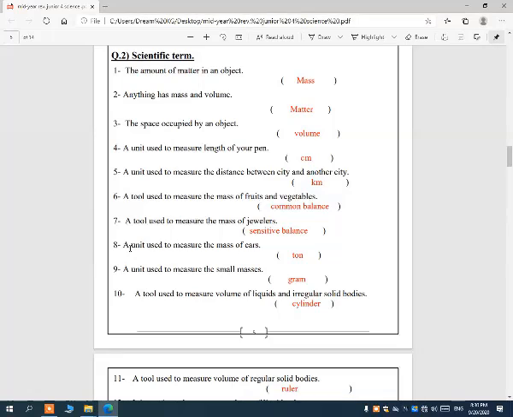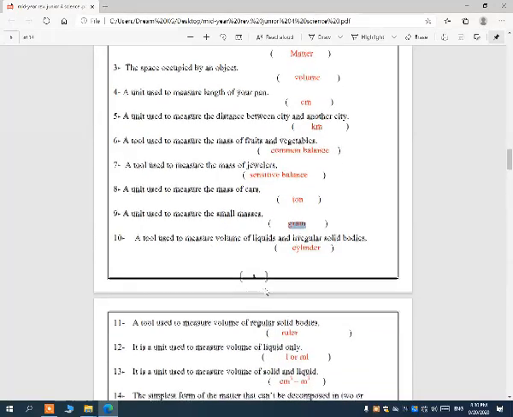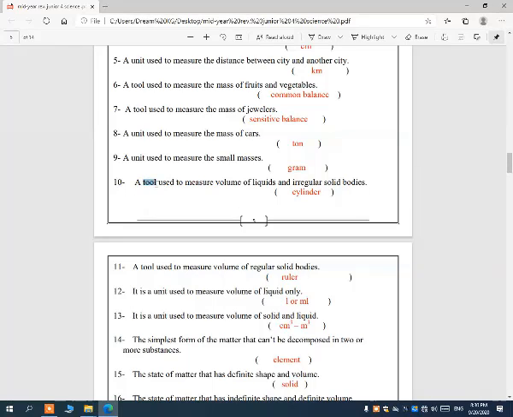Number 8. A unit used to measure the mass of cars. The cars are very large. Ton. Number 9. A unit used to measure small masses. Gram. Okay. Let's go to 10. A tool used to measure the volume of liquid and irregular solid will be cylinder.